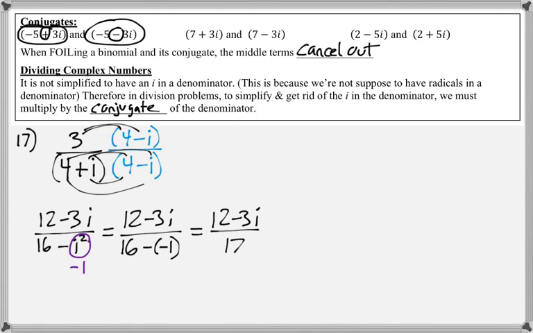And then lastly, they do want us to split it up, so it's technically in the standard form. So this will be 12 over 17 minus 3 over 17 i. So we no longer have an i in the denominator, and it's now in the standard form.